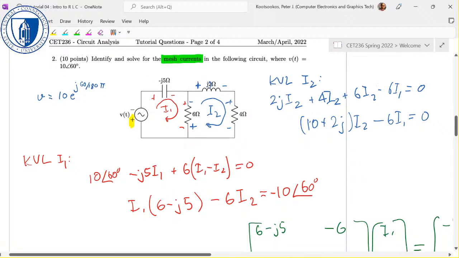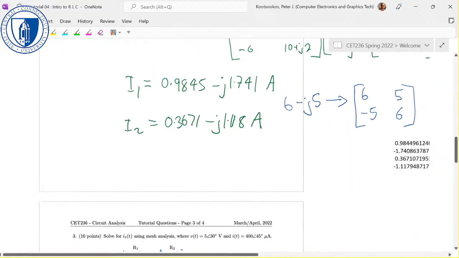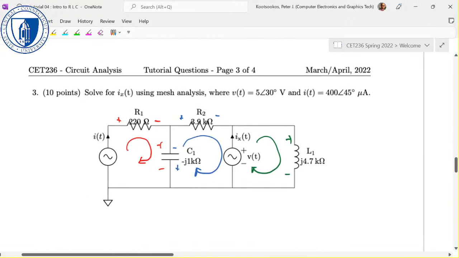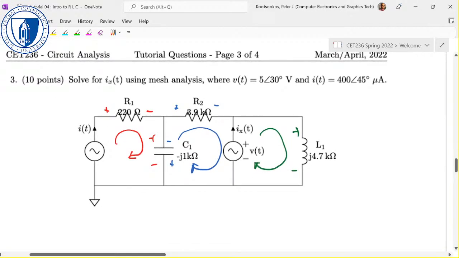Okay? So let's spend another 10 minutes on this one. Try doing this one. I'll give it another time.